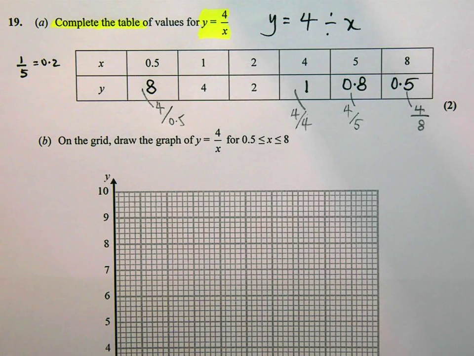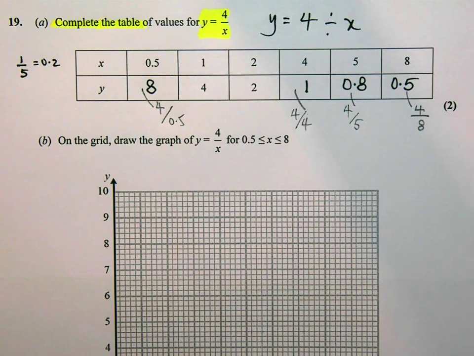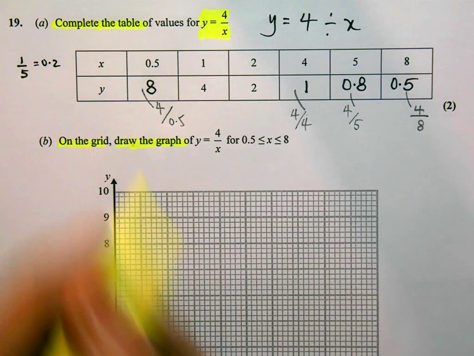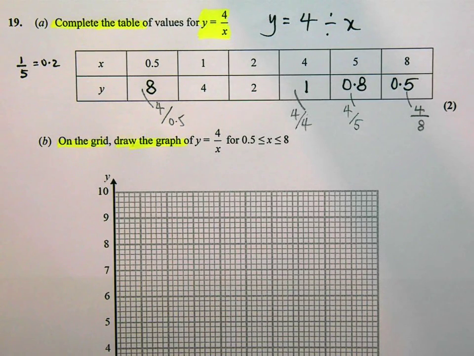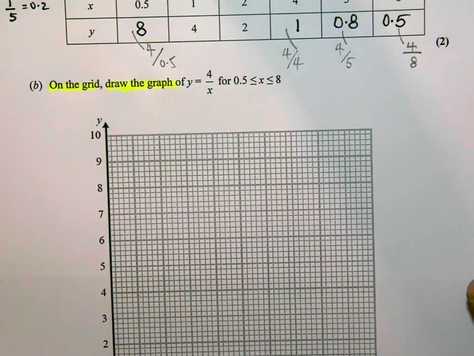Going on to part B. Part B starts off by saying on the grid, draw the graph of y is equal to 4 over x. So the values we've just found, they want us to plot that on a graph and then draw the graph itself. So I'm going to move this up. I'll come back and forward to the graph itself.